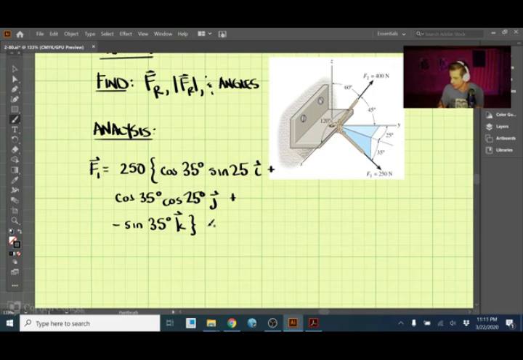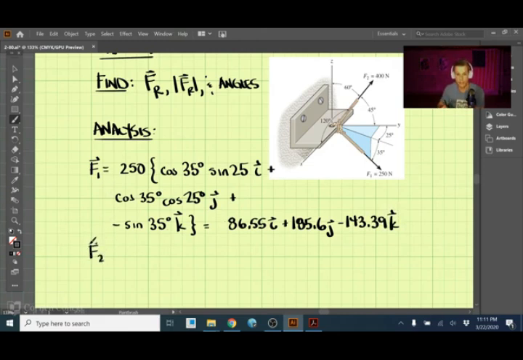If we want to simplify that, we have, let's see, 86.55 i, and then 185.6 j, and then negative 143.39 k. So that's that vector. And then F2, then we will do the same sort of thing.